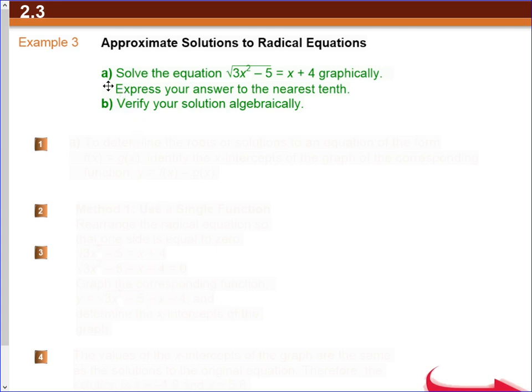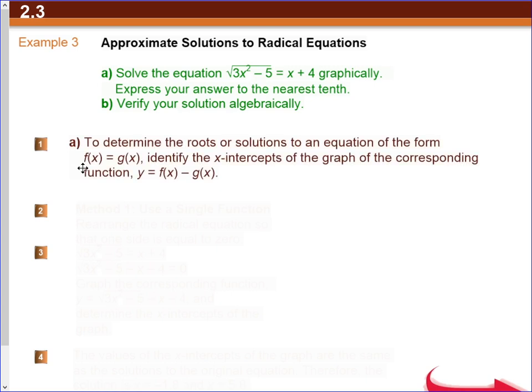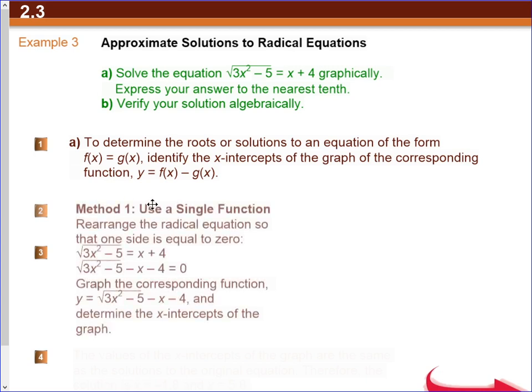So here we're going to use graphs to solve the equation and just approximate the value. So instead of trying to do all of the algebra, we'll just do it using a graph, and express to the nearest tenth. And so here's our options once again.